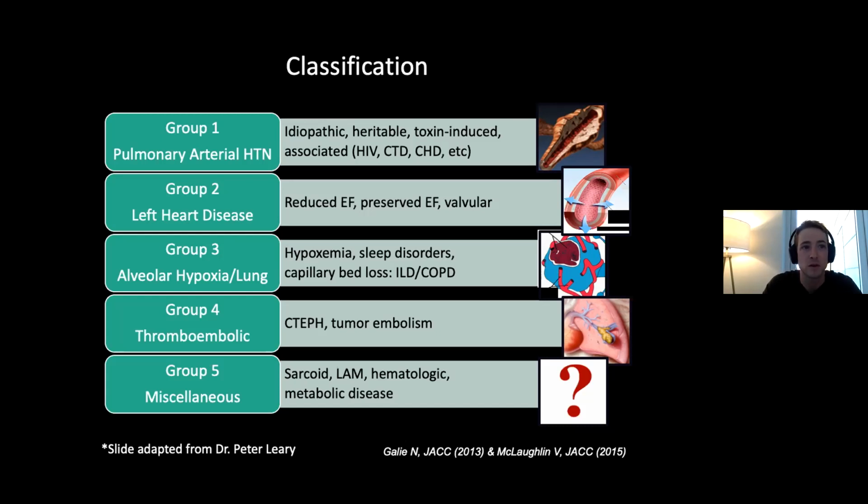These patients are also eligible for unique medical management, as well as thrombectomy procedures, only performed at a few centers in the United States. And this group is special because it is the only curable form of pulmonary hypertension that we know of. Group 5 is the mixed bag. It's got sarcoidosis, LAM, sickle cell, all this other stuff that I will not dive into.